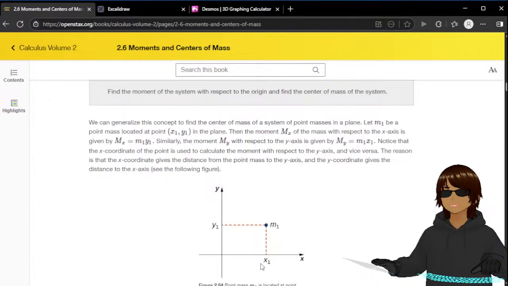So m1 times x1 is the moment with respect to the y-axis. Notice that the x-coordinate of the point is used to calculate the moment with respect to the y-axis, and vice versa. The reason is that the x-coordinate gives us the distance from the point mass to the y-axis. If there was a seesaw here, balancing on the y-axis, that's why we are checking the x, how far we are from the y-axis.